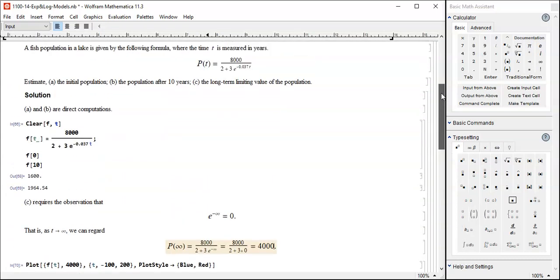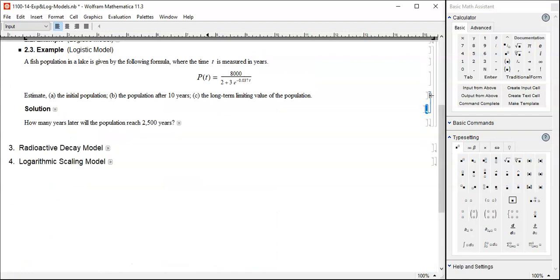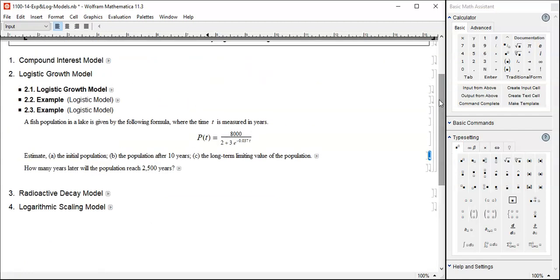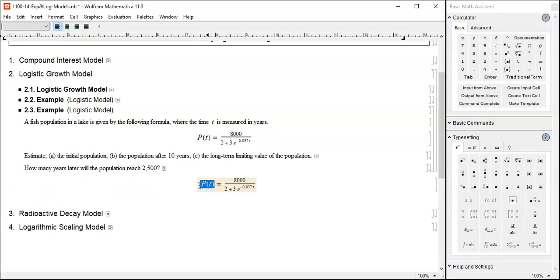Okay, those were easy. And then how about the other direction? How many years later will the population reach 2,500? Excuse me, 2,500 individuals, 2,500 fish. Sorry about that. A lot of typos, sorry. How many years later will the population reach 2,500? Okay, basically we are doing this equation. This is equal to 2,500, and then we are looking for the t value.